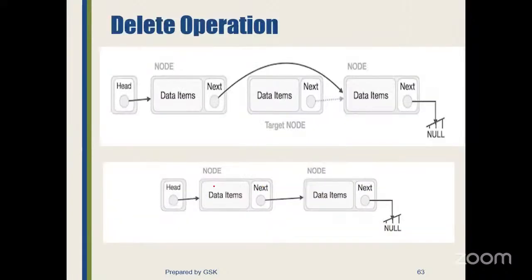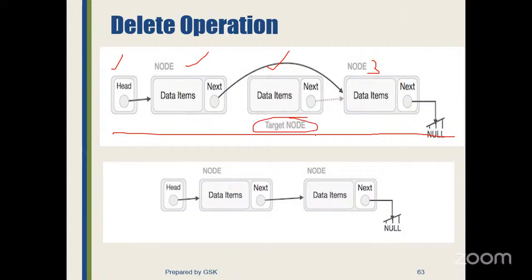Next, delete operation. How to implement a delete operation? Very simple. Let us say this is our linked list. Okay. Head node, node 1, node 2, let us say node 3. Now I want to remove node 2. Target node means nothing but I want to delete that. That is our target. Very simple.